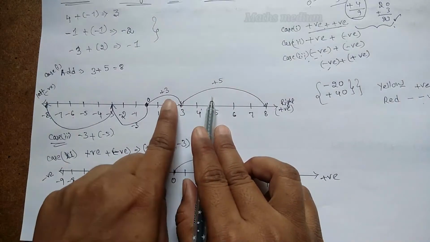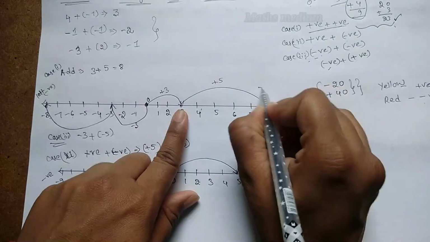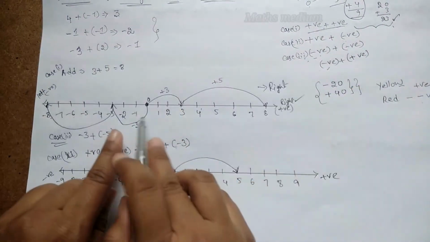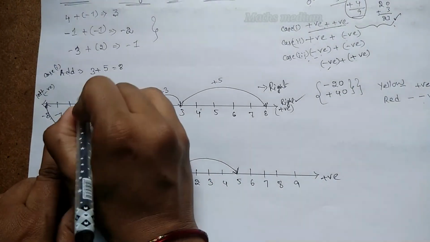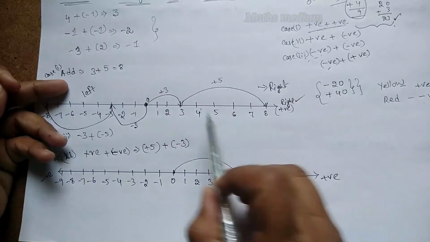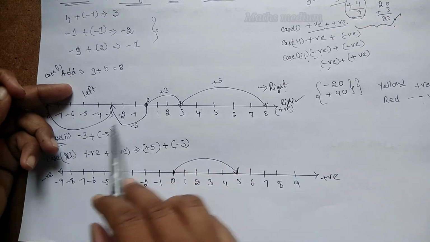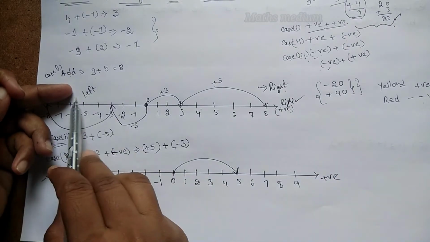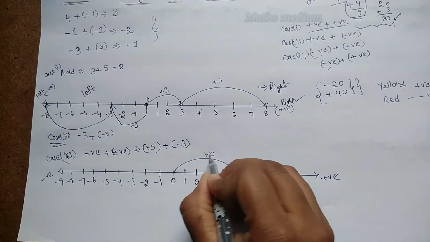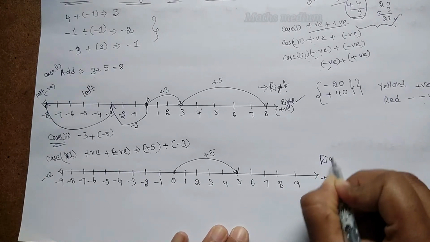In this case, if you add a positive number, we are moving to the right side, right? If we are adding a negative number, we are moving to the left side. So here we have to conclude that if we are adding a positive number, we have to move to the right side on a number line. If we are adding a negative number, we have to move left on the number line. So here similarly this is a positive number, plus 5. So that's why we are moving to the right.